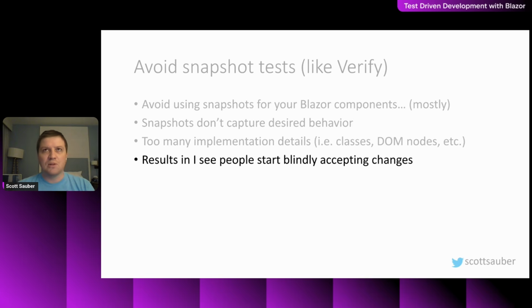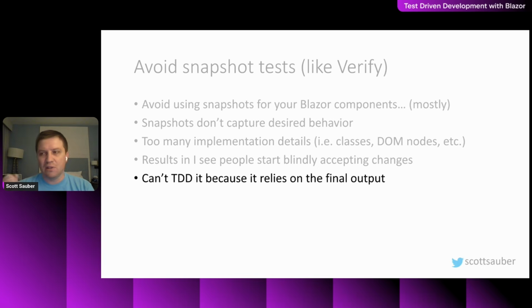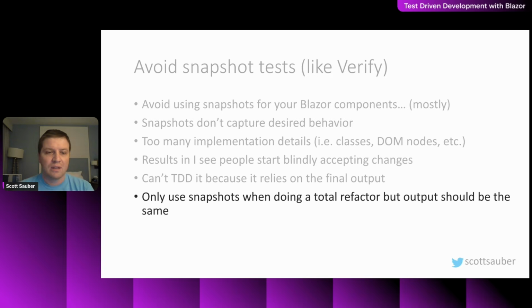What I see people doing sometimes is they'll change some HTML and then their snapshot test fails because they've changed the HTML, and then they just blindly accept the updated version and don't actually analyze what happened there. As well, you literally by definition cannot TDD with Verify because Verify relies on the final output. So if you're using Verify, I'm just not a huge fan of it for all those reasons. You can't verify something until the production code is there, and you can't really make it green unless you update your snapshot.